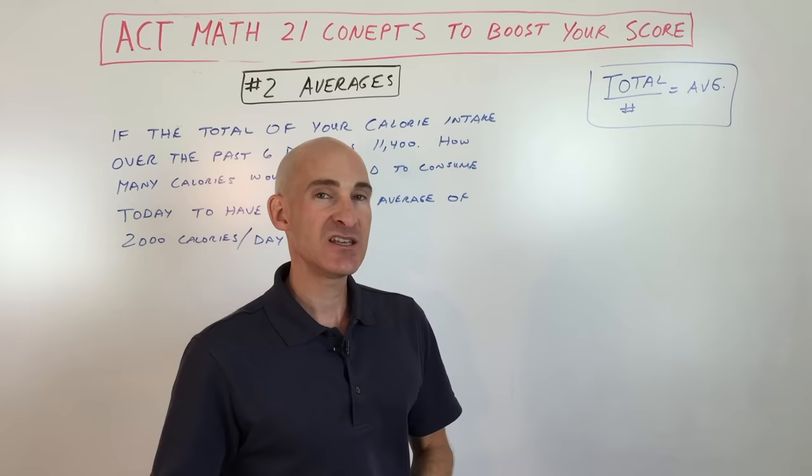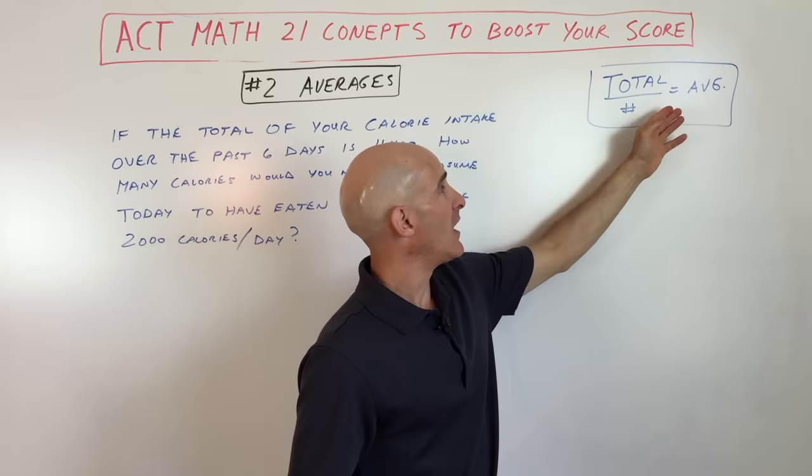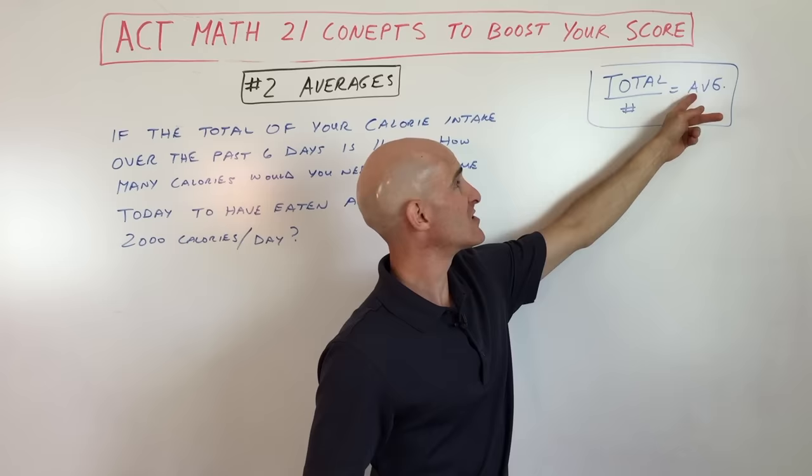Now, on the ACT, they don't always give it to you in a straightforward fashion like that. They might ask you for the total of all your test scores, or they might ask you how many tests did you take if your average is this, and they give you this. So they may give you two of the three parts, and you have to find that missing component.